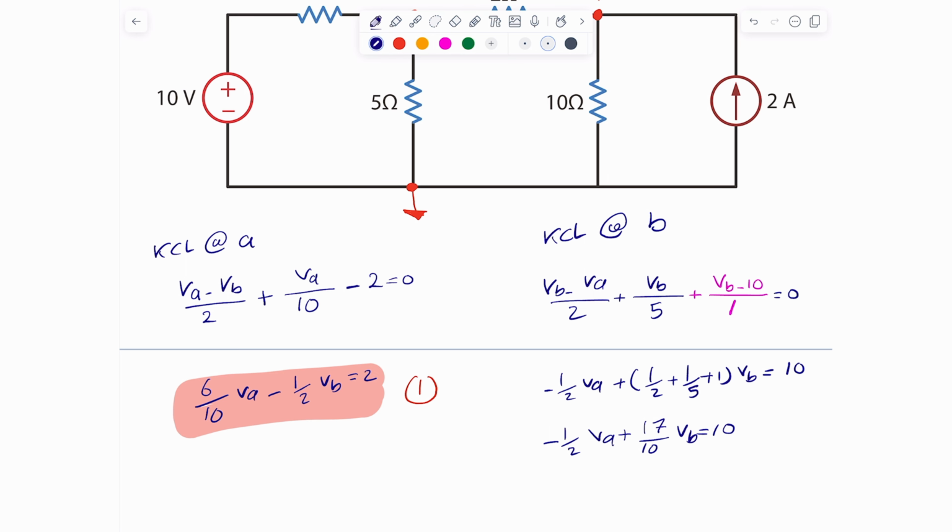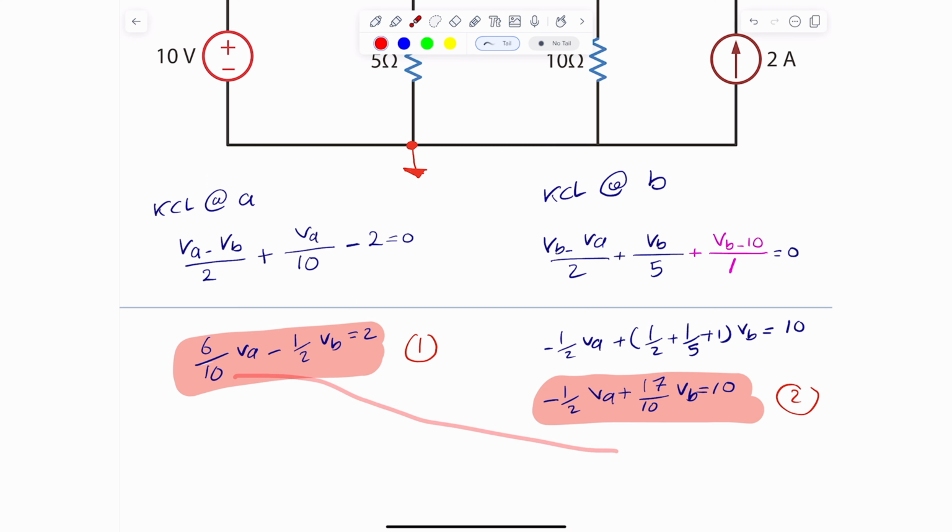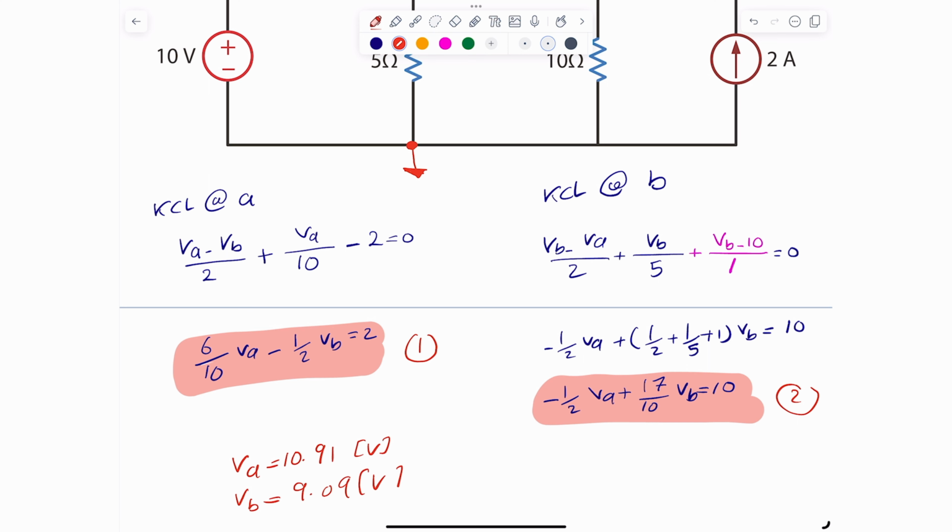Okay. And that will be the second equation in here. So I can just highlight it and just say, well, this is the second equation. So now what I have is two equations in here with two unknowns. One is VA, one is VB. All I have to do is just combine them, figure out what the VA and the VB are, and nodal analysis is complete. So let me give you these numbers. VA will be 10.91 volts and VB will be simply 9.09 volts. And so I have these two voltages.